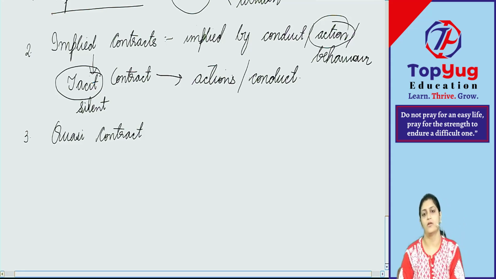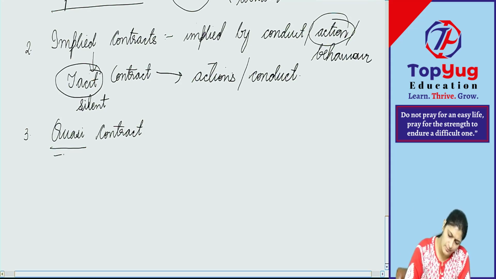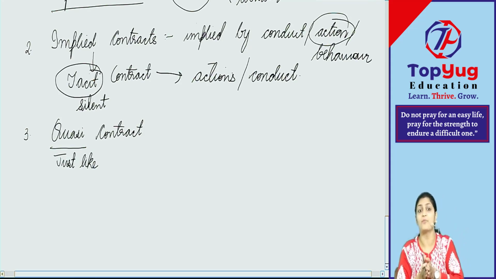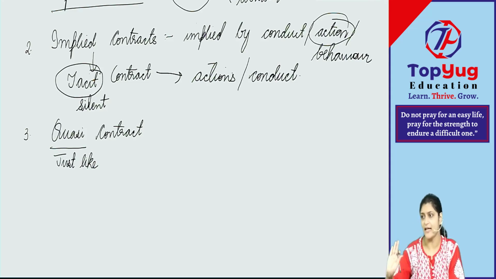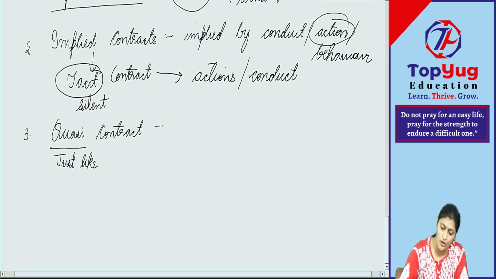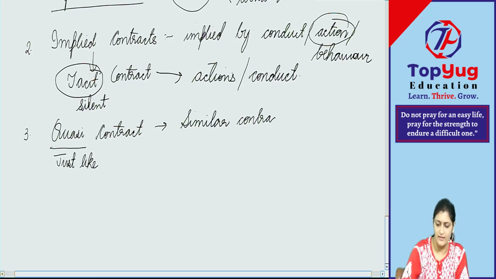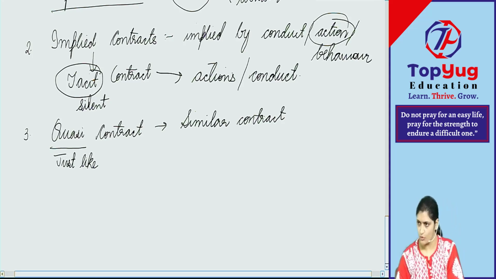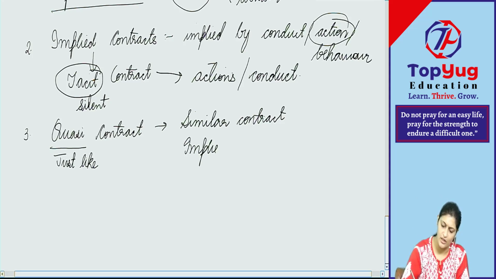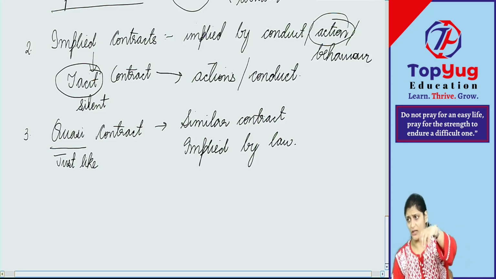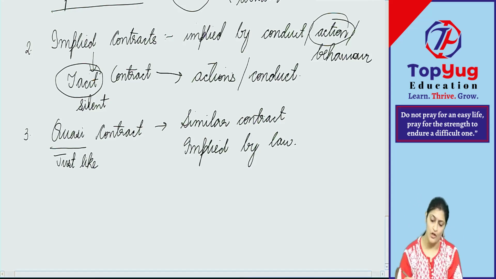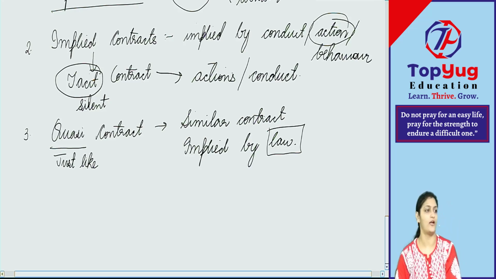Quasi contract. The word quasi means just like. Something which is just like a contract, but it is not a contract. It looks like a contract. It is similar to a contract, but is it a contract? It is not a contract. Quasi contracts are those which are implied not by actions but implied by law, which are forced on you. Law is telling you, though you did not enter into any contract with any person, you have to perform some duty for that person.